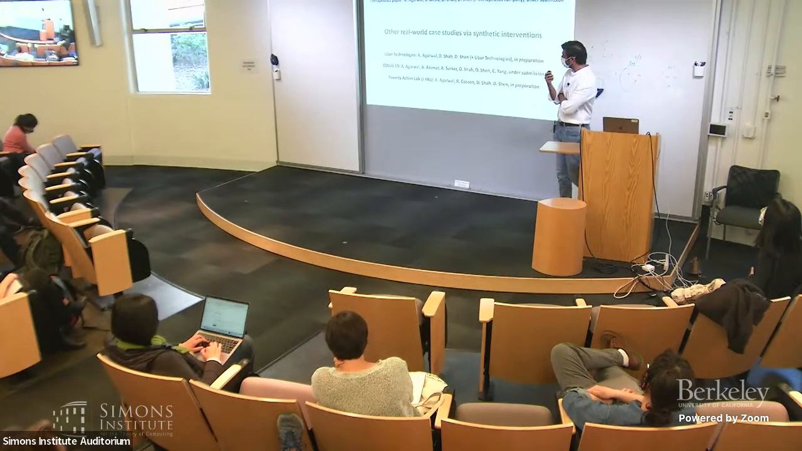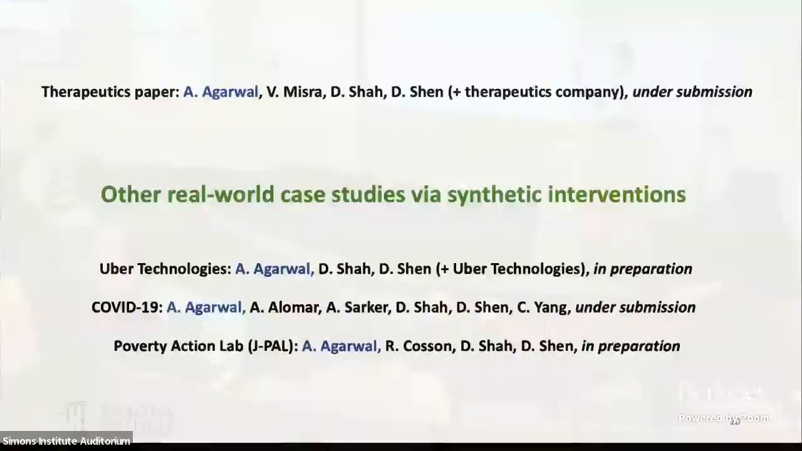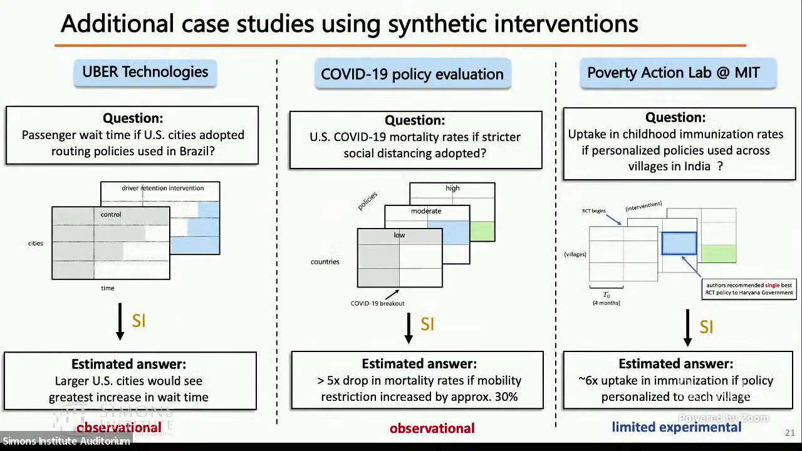I won't have time to get into this, but we've used this across a variety of other applications. We've been consulting with Uber, done some work on COVID-19, and with the Poverty Action Lab at MIT. The point is that all of these questions we could pose as one of tensor completion. They impose different kinds of sparsity patterns in the induced tensor once you model it correctly. And what synthetic interventions does is just help you impute it. That's it.